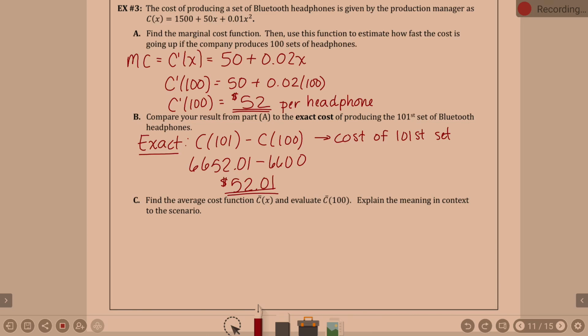So, okay. And this is why I hesitate to throw the word average, because C is find the average cost function. Notice it says C bar, and evaluate C bar at 100. Explain the meaning and context of the scenario. So, how do we find the average cost function, or C bar?